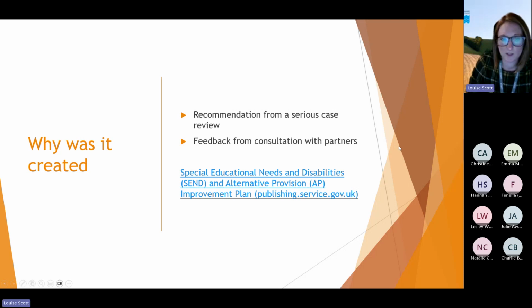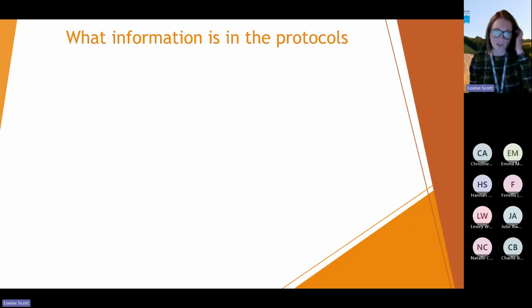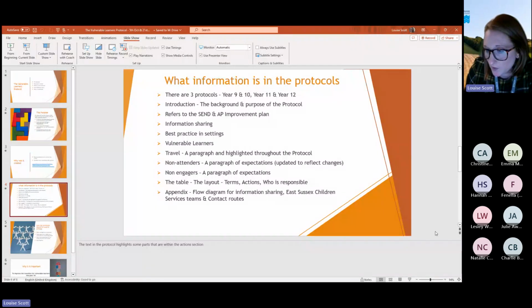So, sorry, here we go. So what information is in the protocols? I'm actually going to just stop sharing my screen here, so then I can switch to the actual protocol so you can see it, and hopefully it will make more sense seeing it in person. So I'm just going to unshare and then reshare the protocol.